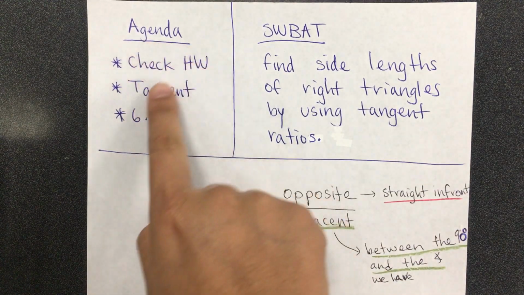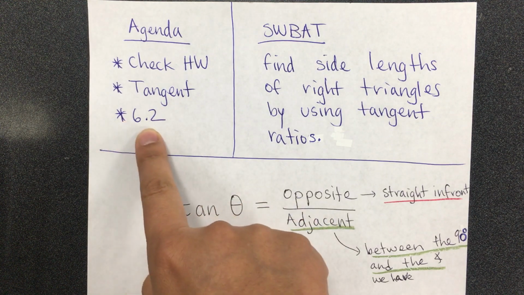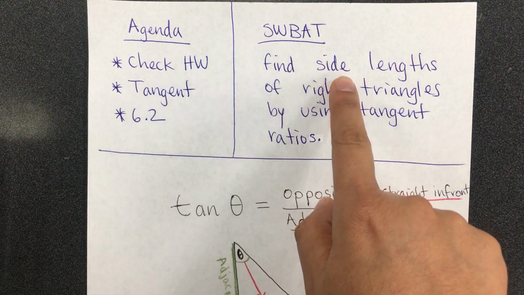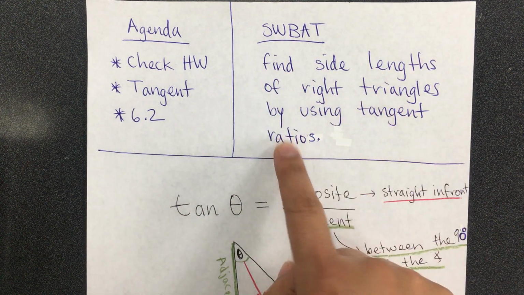Hello students, today's agenda is to check homework. We'll be learning more about tangent and you will be able to do 6.2. Today students will be able to find side lengths of right triangles by using tangent ratios.